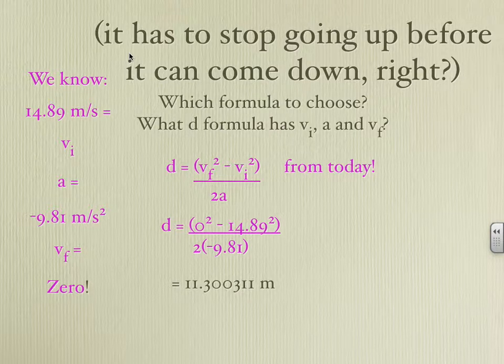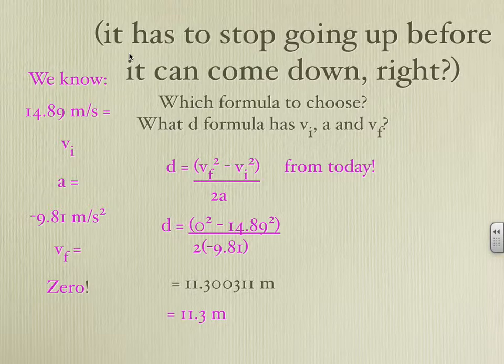I got 11.300311. What do we want to round that to? The number I gave you had four. Is 9.81 unlimited? How many sig figs are in 9.81? Three. Is this unlimited? No. The reason we have this number is we have measured it. We've dropped a bunch of things, and we keep calculating its acceleration to be that number. So this does, in fact, have three sig figs in it, and that will affect your number. So this had four, this had three, zero has unlimited. So I'm going to round off to three, 11.3.